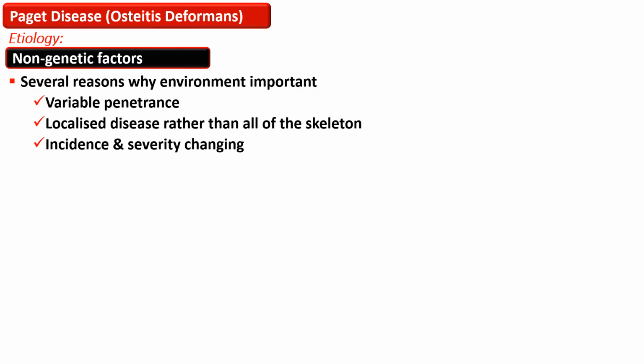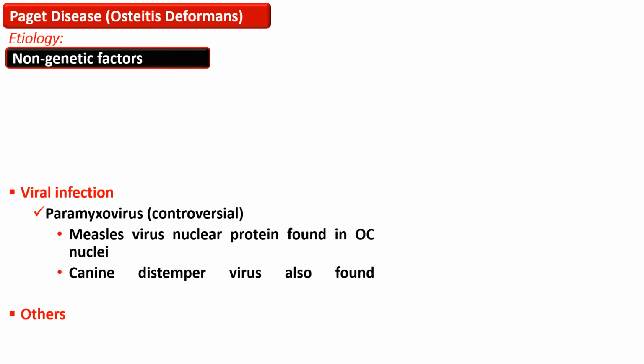Now, the non-genetic factors. The non-genetic factors are thought to play their role because the disease shows variable penetrance. It is localized to a bone or part of a bone rather than affecting the whole skeleton, and the incidence and severity of this disease is changing. It is also thought that viruses play some role in the etiology of Paget's disease, and a clue to this etiologic factor comes from the presence of viral nuclear protein within the nuclei of osteoclasts.